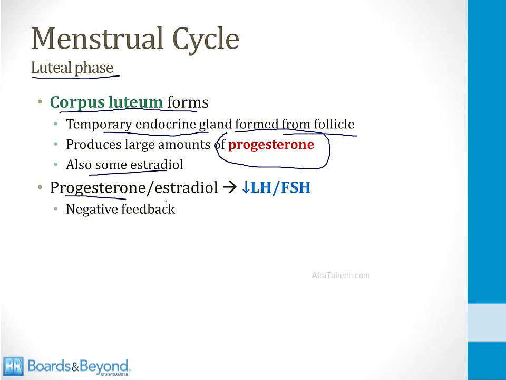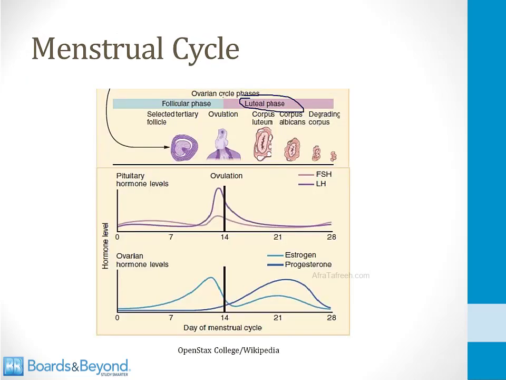The progesterone and estradiol released by the corpus luteum feed back on the pituitary negatively so that the levels of LH and FSH fall. Going back to this slide, this is the luteal phase, the second half of the menstrual cycle where the corpus luteum forms. It produces large amounts of progesterone as indicated by this spike in progesterone levels here. There's also some estrogens produced from the corpus luteum, and the estrogen and progesterone levels cause the LH and FSH levels to be very low in the luteal phase.